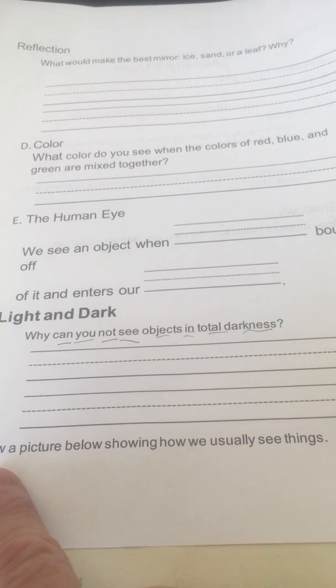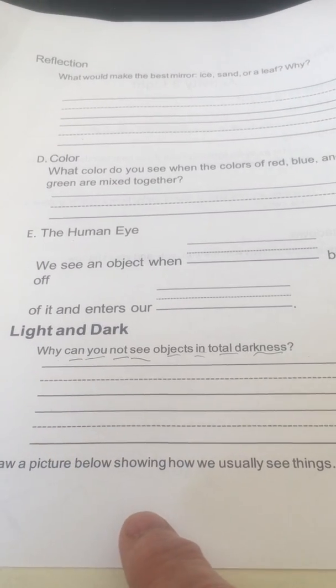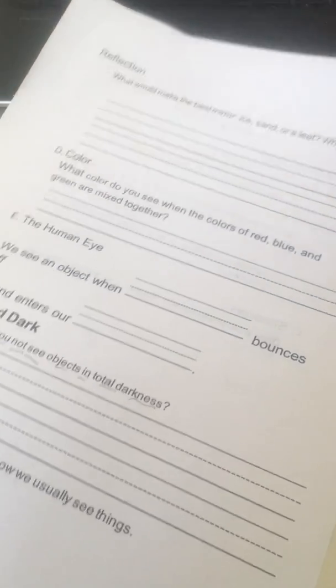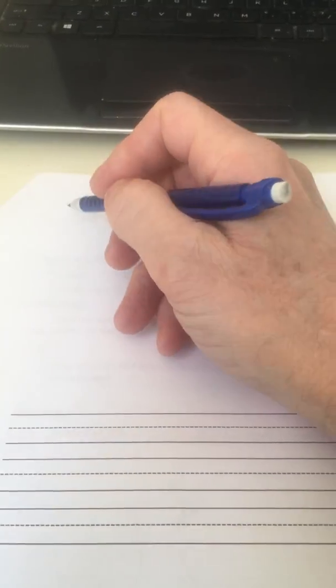So the challenge on page 3, or beginning at the bottom of page 2, is to draw a picture below showing how we usually see things. We're going to draw that picture in the blank space at the top of page 3. Please follow along, just like we did when we drew the sound process, and like on page 1 where we drew the shadow process. We're going to start in the upper left.